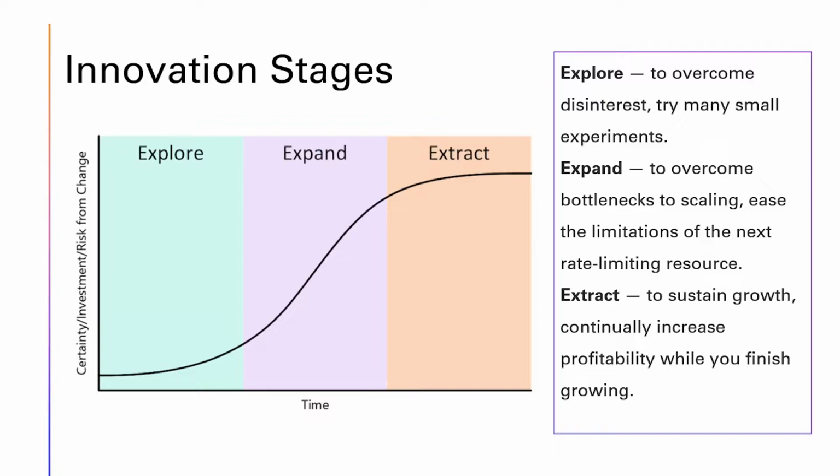In a startup, there are several innovation stages. Broadly, they are explore, expand, and extract. Explore is to overcome disinterest and try many small experiments. The investment is low so that we find out what is right for us. Expand is the portion of largest growth, and it is used to overcome bottlenecks to scaling and ease the limitations of the next rate limiting resource. And extract is to sustain the growth, continually increasing the profitability while we finish growing. So these are the stages, and a startup is in the explore stage.